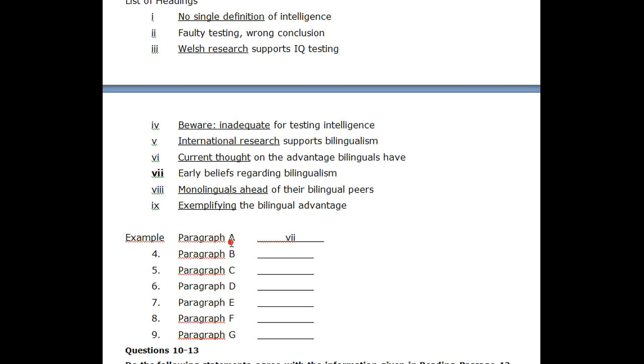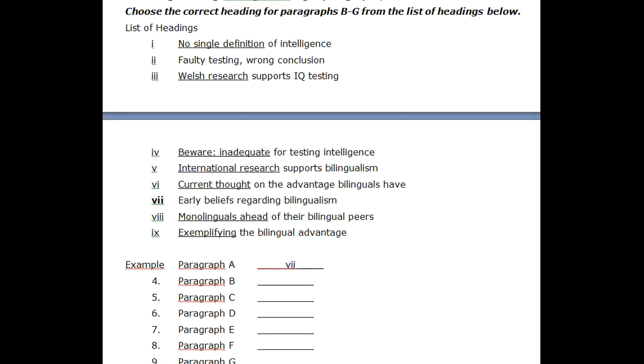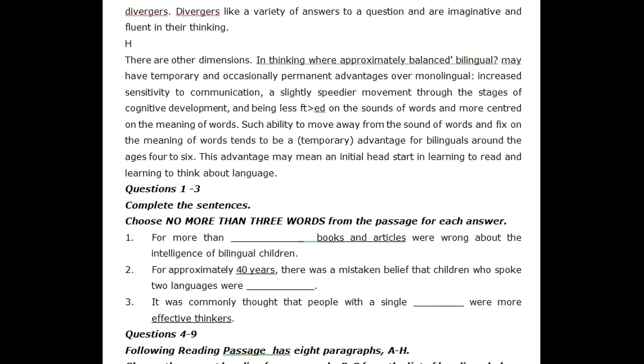Fine. The first thing you will do here is you will have to underline the keyword if it is required. So I have already underlined some of the keyword. You can see here, like no single definition, faulty testing, wealth research. You need to read it carefully though, so that when you start reading the passage, at least it can hit you a bit. So very important to read them carefully. It's not a reading task, it's more about understanding what it is about. And then we will go back to the passage.